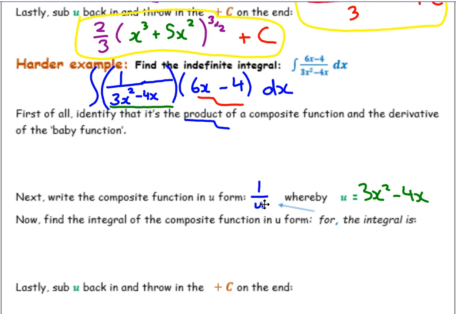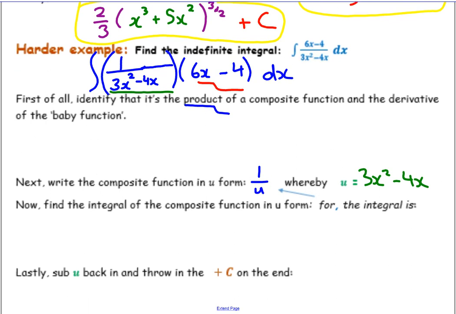Now find the integral of the composite function 1 over u. What's the integral of 1 over u again? You guys said it before. ln u. What do we need to say on the side? u is greater than 0. So ln u, u is greater than 0. Yep, nice. We're done.